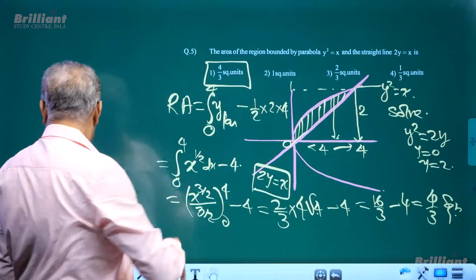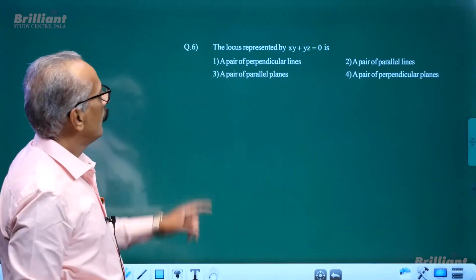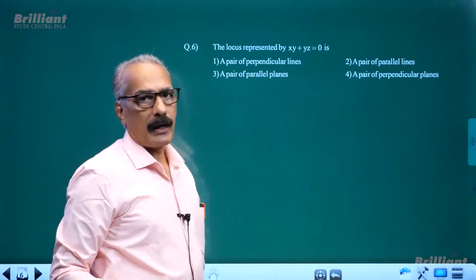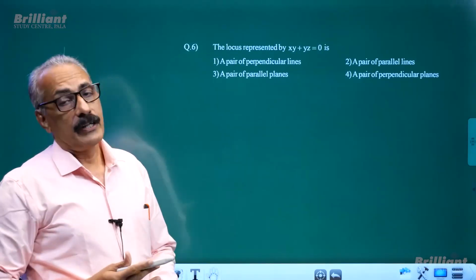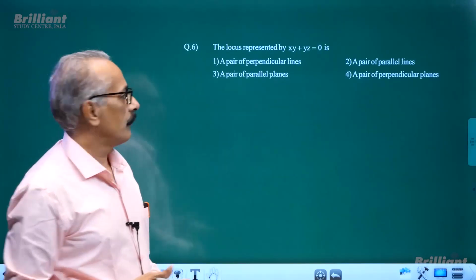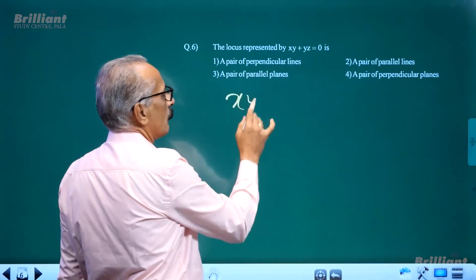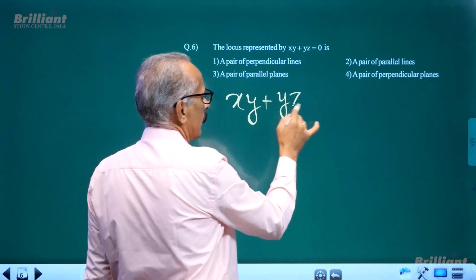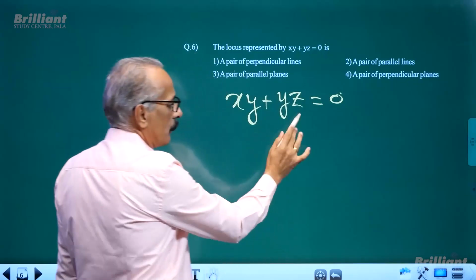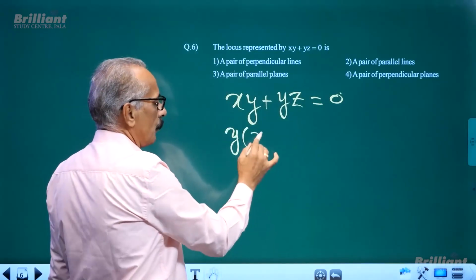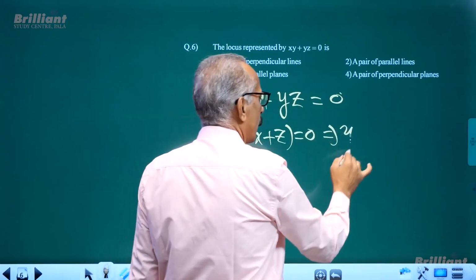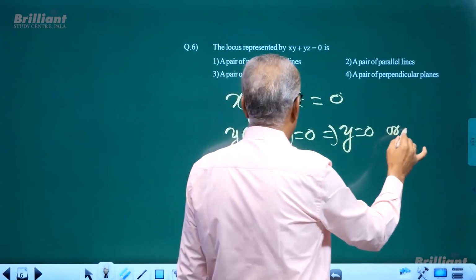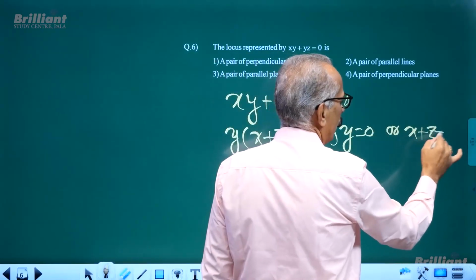Well, we'll move on to the next. The locus represented by x, y, z, so it is definitely three-dimensional geometry. So we write xy plus yz equal to 0. What can you take common? y into (x plus z) equal to 0. What does it mean? Either y equal to 0 or x plus z equal to 0.